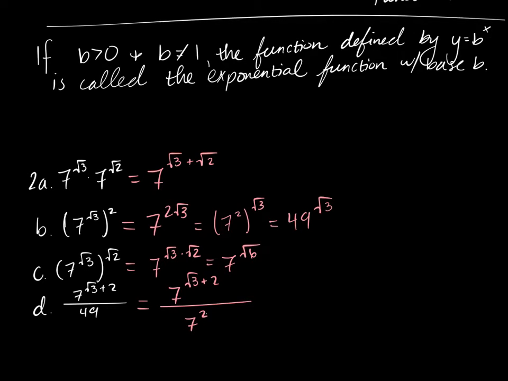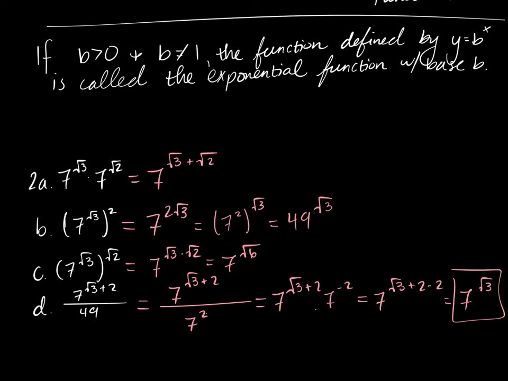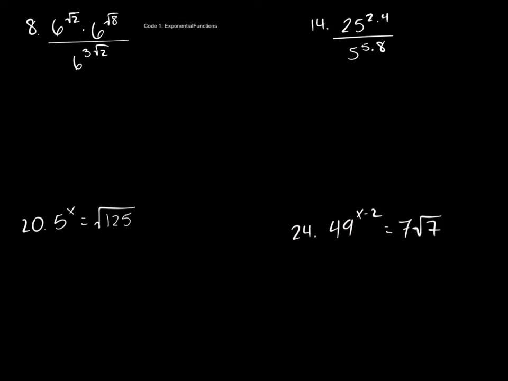So what we're going to do is we're going to bring up the denominator and change the exponent to a negative. So we got 7 to the square root of 3 plus 2 times 7 to the negative 2. Now that our bases are the same, we can combine the powers by adding. So we get 7 to the square root of 3 plus 2 minus 2. So we get 7 to the square root of 3. Okay?